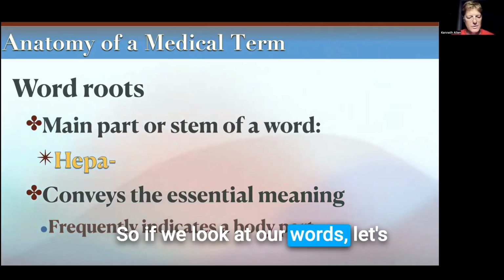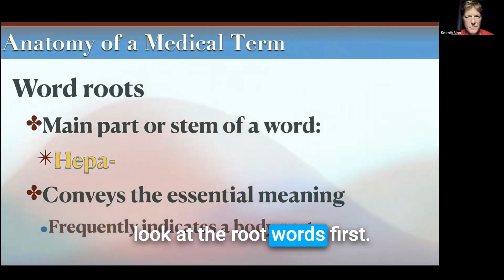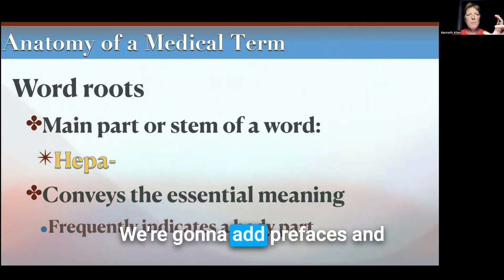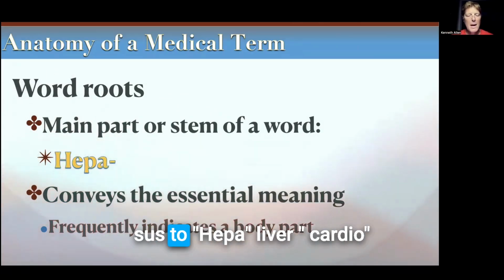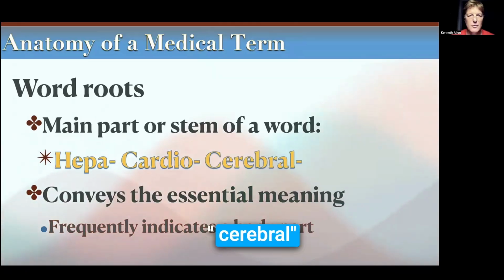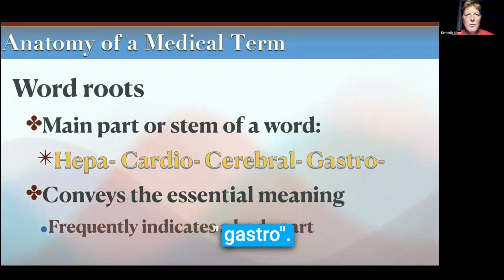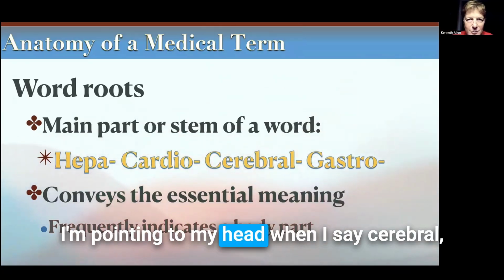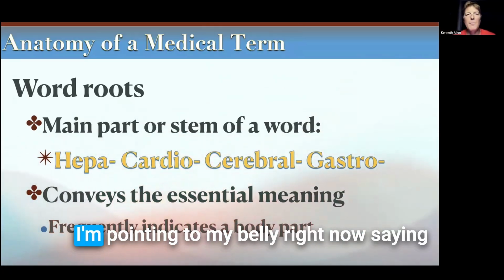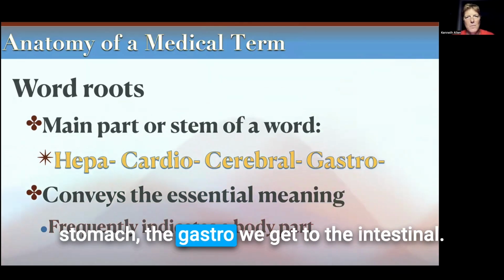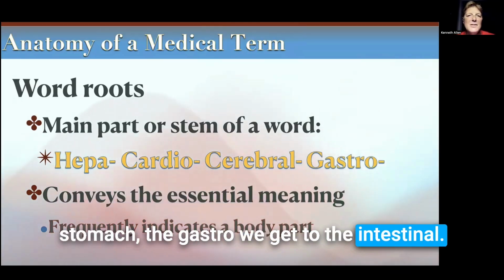So if we look at our words, let's look at the root words first. This is the big word in the middle we're going to build upon. We're going to add prefixes and suffixes to. Hepa, liver, cardio, cerebral, gastro. Of course, if you're just listening, everybody, I'm pointing to my head when I say cerebral. I'm pointing to my belly right now saying gastro. And if it goes deeper down past the stomach, the gastrum, we get to the intestinal.